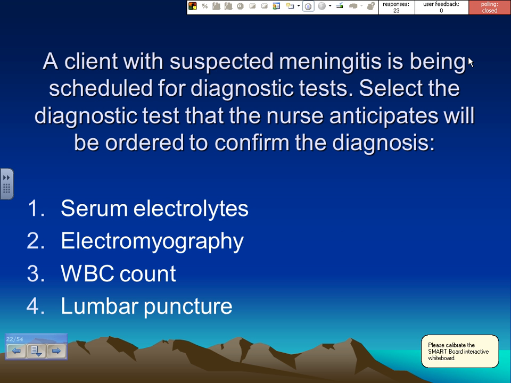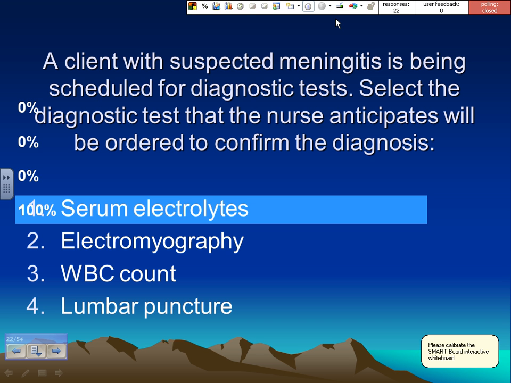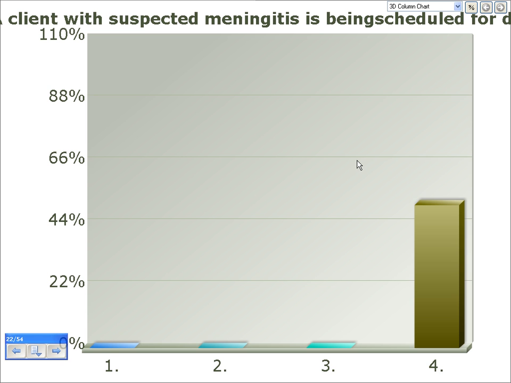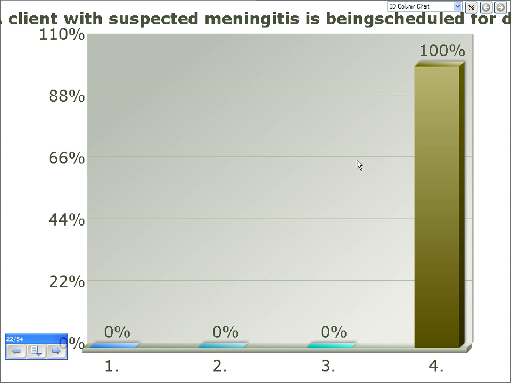This is a true option question. Patient with suspected meningitis scheduled for diagnostic tests. Select the diagnostic test the nurse anticipates will be ordered to confirm the diagnosis. Electrolytes, electromyography, WBCs, lumbar puncture. And all of you probably remember from Nursing 110, lumbar puncture.